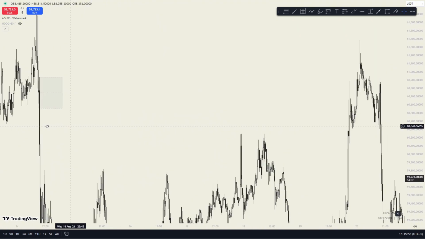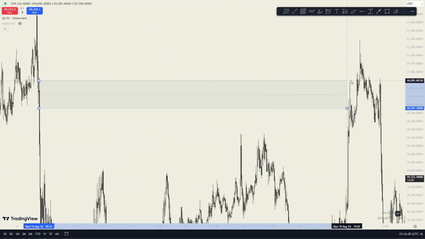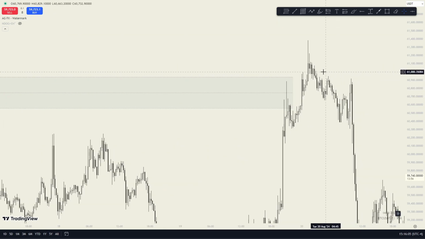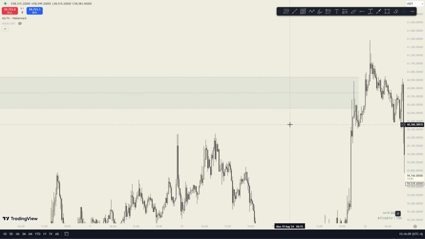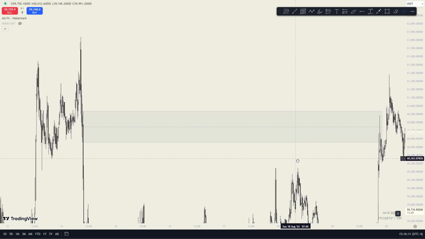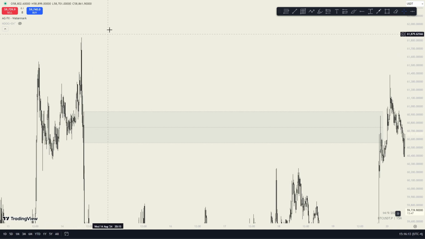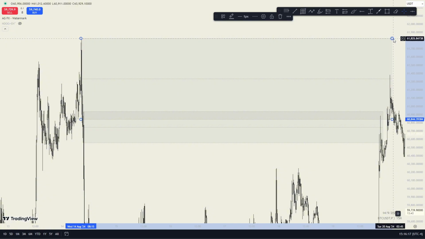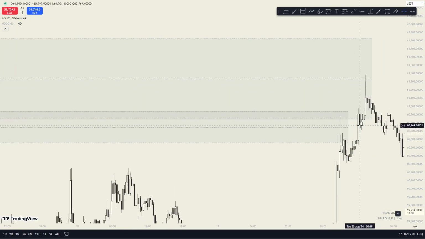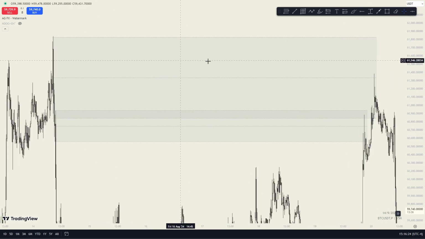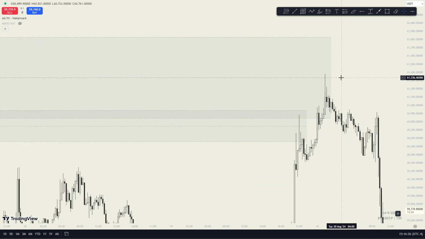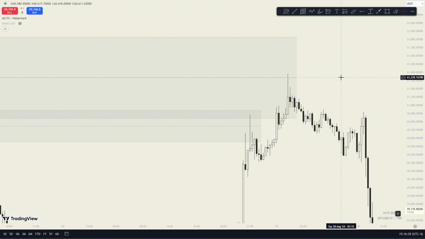So if we extend it out in time, we can see that it delivered our one-to-one. And also this is a fail to close zone, this bigger one. By the way, this fractal failed because we had an unmitigated zone above, and this zone has failed to close, so this zone also allowed us to take a short from.